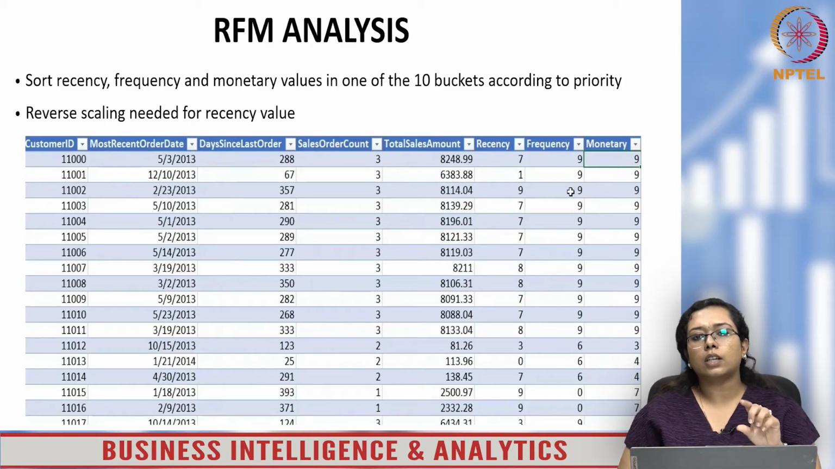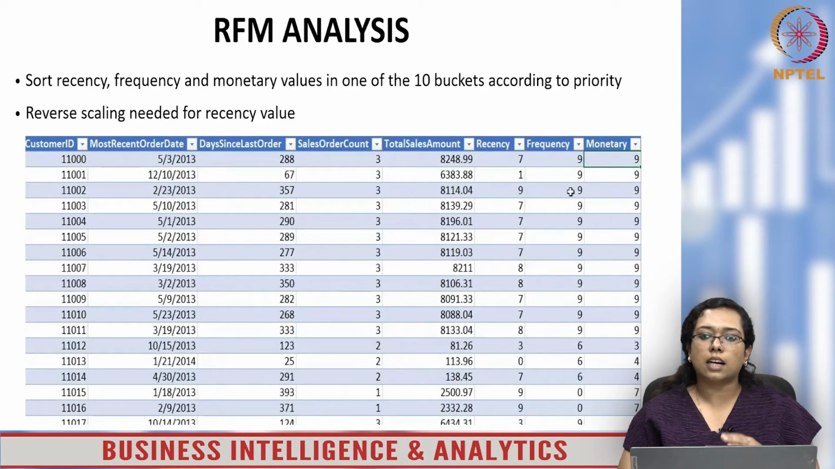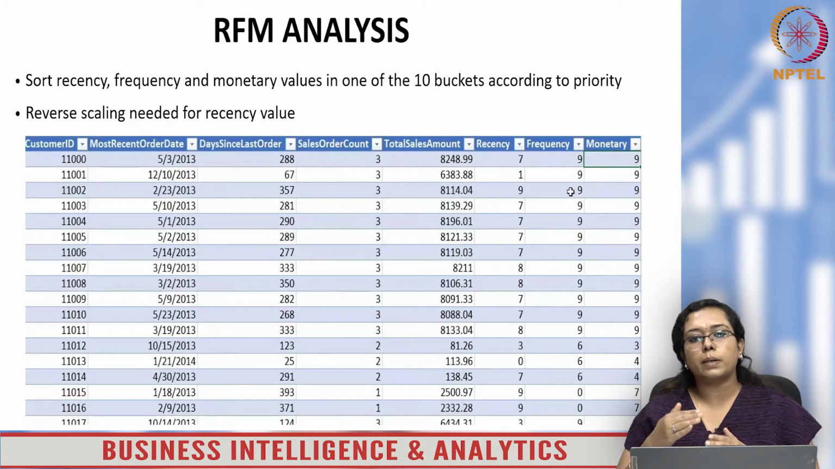But if you consider this as the recency, then what happens is we are giving a higher value to the guy who came very long back. So what we have to do here is reverse scale the recency values. The guy having the value 288 should be given less priority than the guy who has 67 as the recency value.